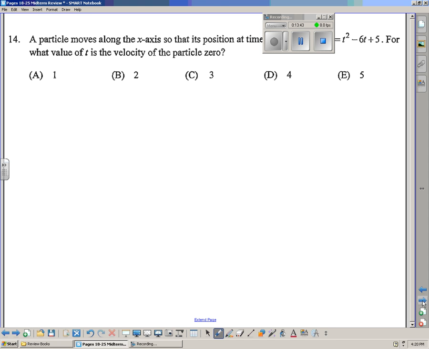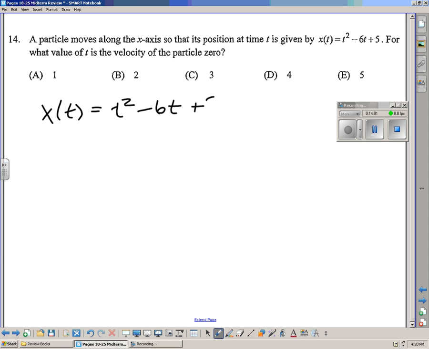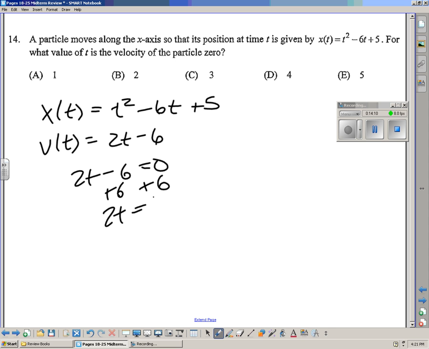Number 14, a particle moves along the x-axis. Its position at time t is given by that function. For what value of t is the velocity 0? If I have position, the derivative of position is the velocity. So that's 2t minus 6. Set that equal to 0. 2t is equal to 6. t is 3. And we're done. Simple as that.